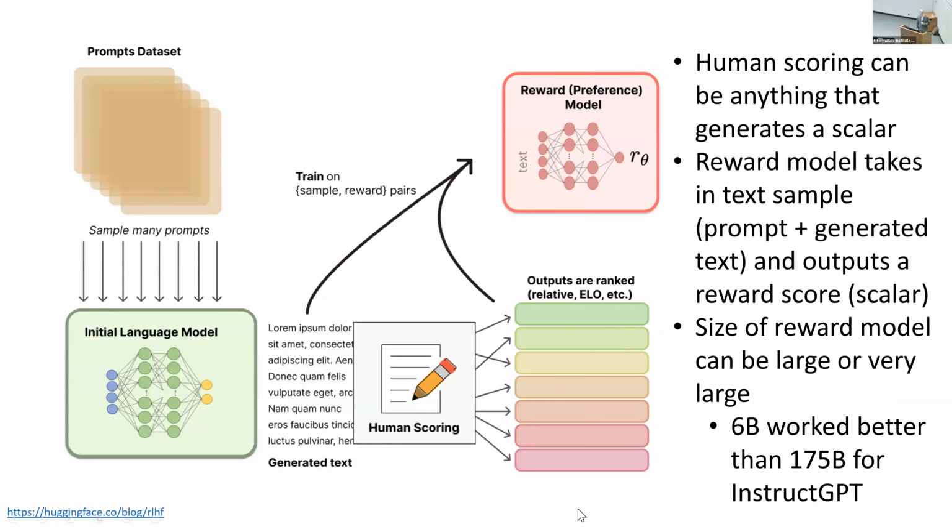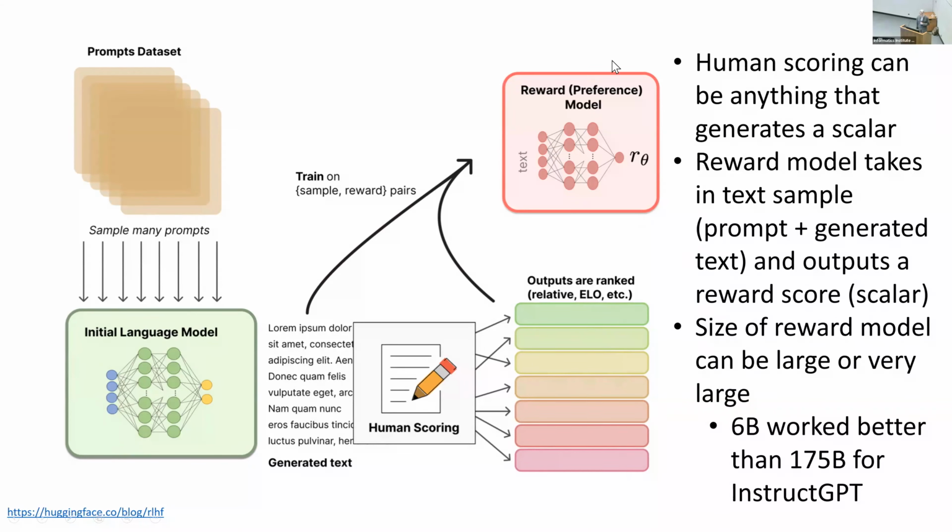And they did ranking here, but it actually doesn't have to be ranking. You could do anything else. You could do ELO. It could be binary even. That's what we're going to do. Anything that outputs a scalar should be good enough.